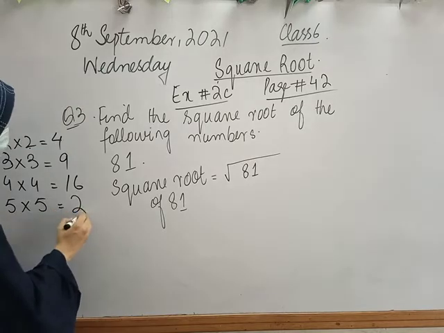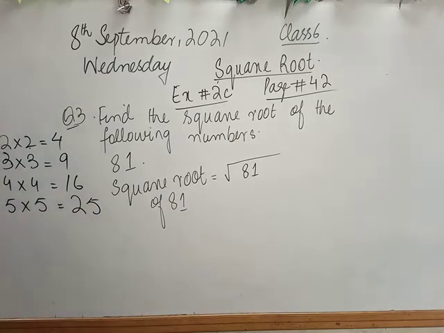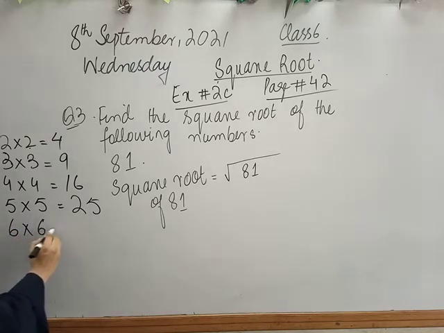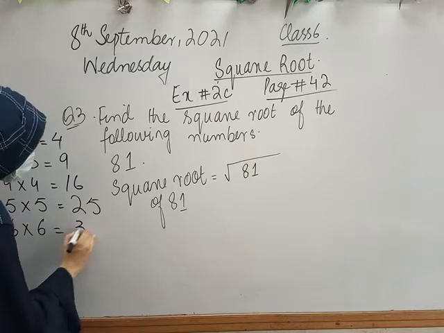Okay class? 25. Now, the next is 6 into 6. Who will tell me? Yes, Aishan, you tell me. 6 into 6. What result do we have in the end after multiplying 6 by itself? Very good. 36. We have 36.